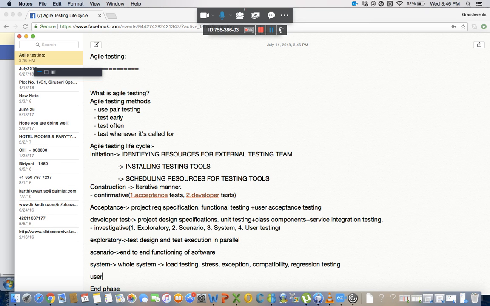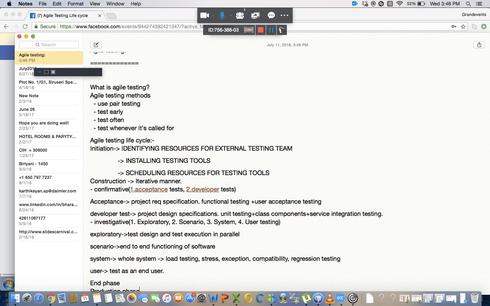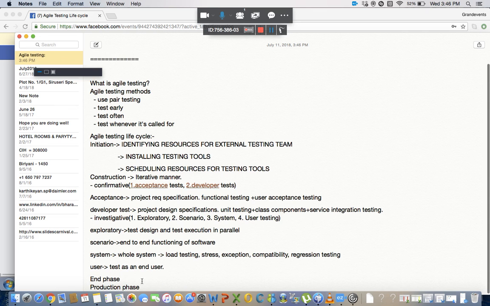Next is user testing. This testing involves the tester testing the product as an end user. This has to be done so that the scenarios which the end user uses are not left uncovered. The next is the developer test.